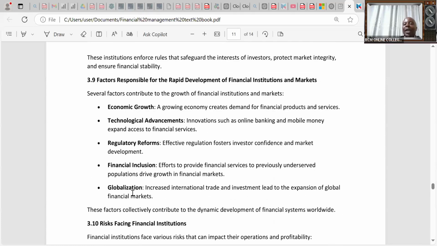You can see now here, 3.9 factors responsible for the rapid development of financial institutions and markets. Ladies and gentlemen, why do you think we have so many banks growing actually haphazardly? Now if you go to Rongai, all the banks have branches there. Absa Bank is not a Kenyan bank. Stanchart is not a Kenyan bank, and yet they're coming to Kenya crazily. What are some of those factors that are enabling expansion of these banks so rapidly? Are you able to give me your own points?